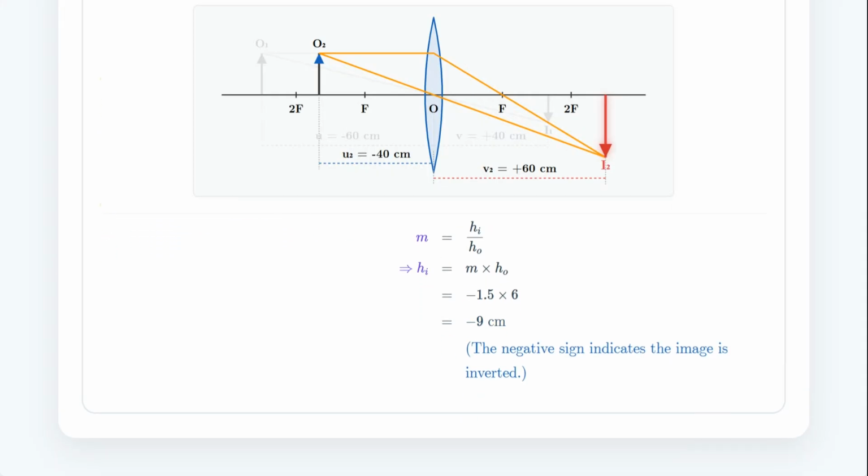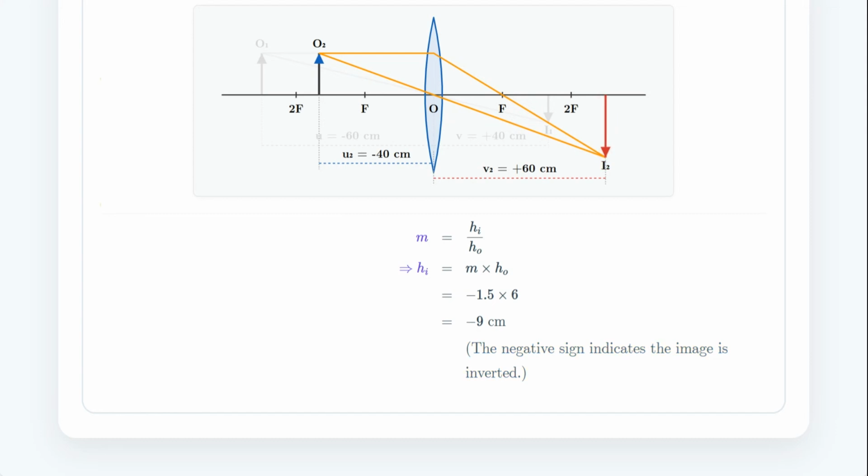In physics, that negative sign is a story in itself. It confirms that the final image is formed below the principal axis. It is a real, inverted image. Always write down this final interpretation to secure your full marks.